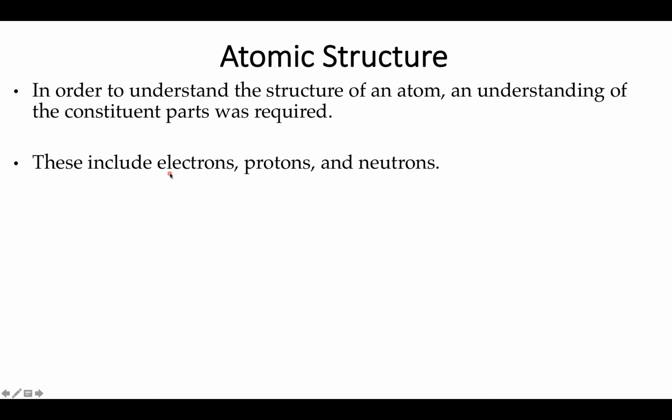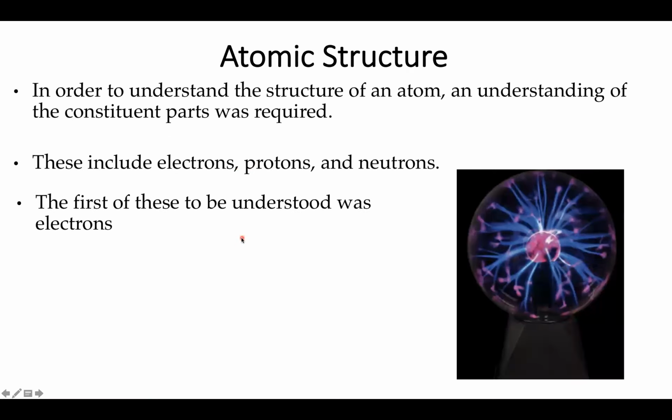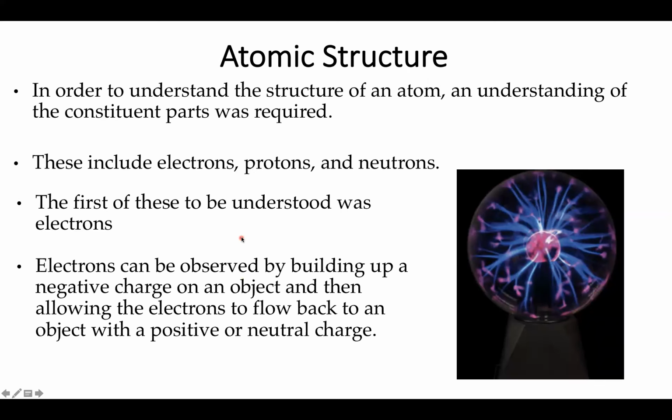The first one of these that was really well understood was the electron, and one of the reasons why is because of electricity and electric charge. Electrons were first really observed because you can build up a negative charge on an object, and then suddenly allow those electrons to flow back to an item with positive or even neutral charge. If you want to see a great example of this, shuffle your feet on some carpet and then touch a metal object.